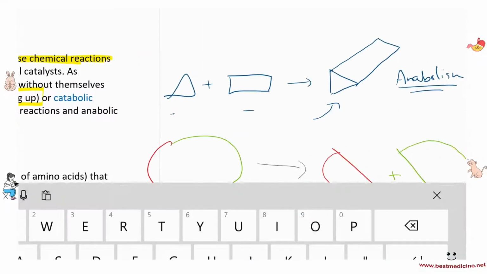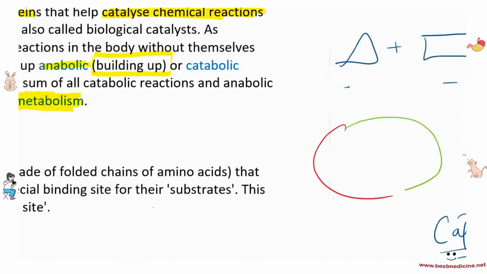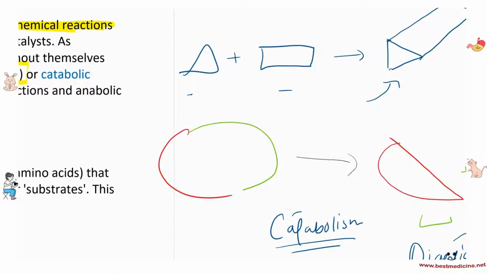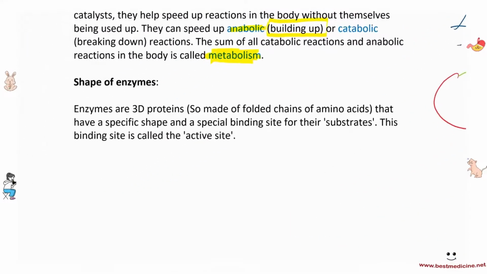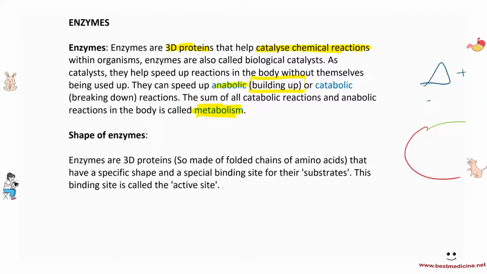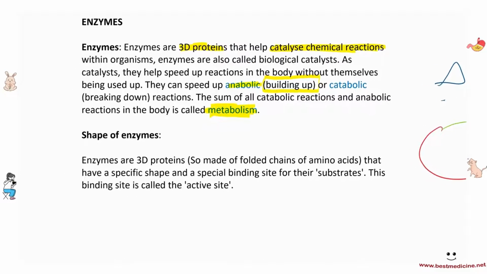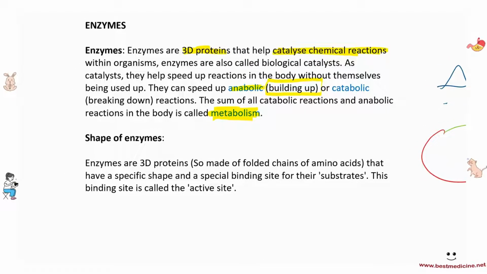How would enzymes conduct these reactions of anabolism and catabolism? How will they be able to do this? Well, the answer to this is that enzymes are designed in a very specific way to allow the catalyzing of these reactions. So remember, enzymes are proteins. Enzymes are three-dimensional proteins, so they have a very specific shape which allows them to bind the substrates and allow the catalysis. So how does this work?